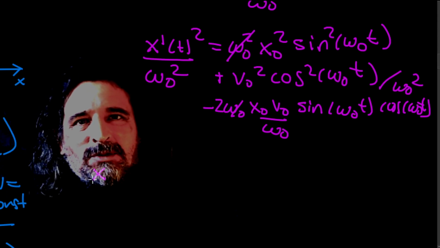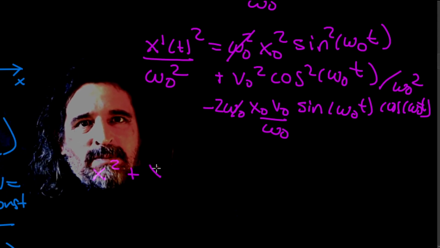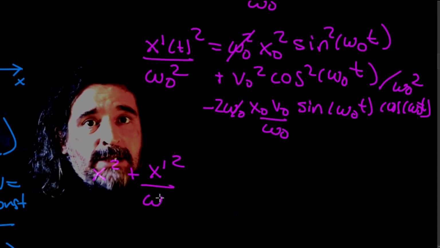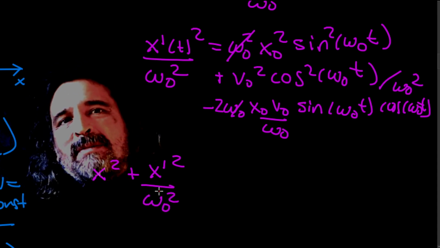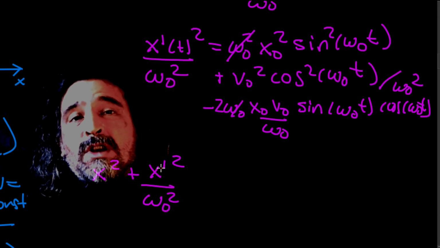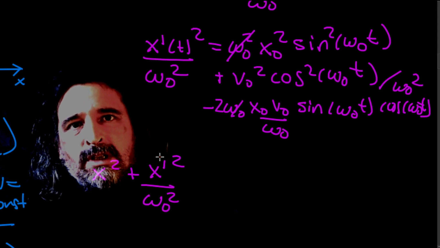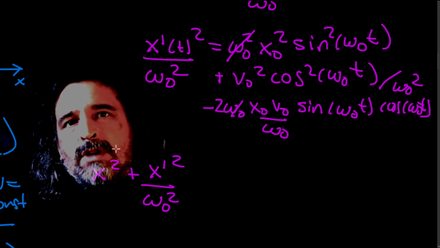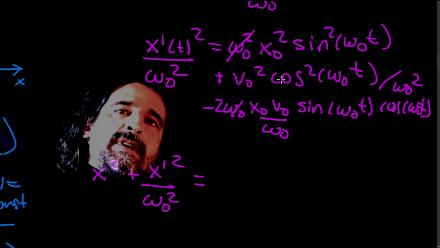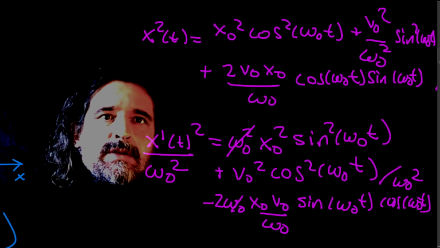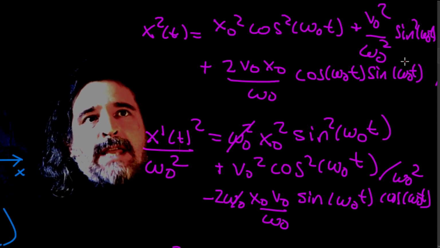So I'm going to add these two together, x squared plus x prime squared divided by omega naught squared. I can add them together because this has dimensions of 1 over time squared and this has dimensions of 1 over time squared. So the only dimension surviving is L squared, which is the same as that. So everything is good. Let's see what we get when I add these two together.